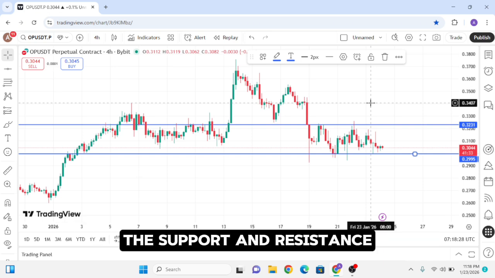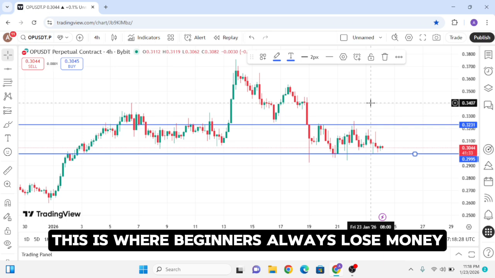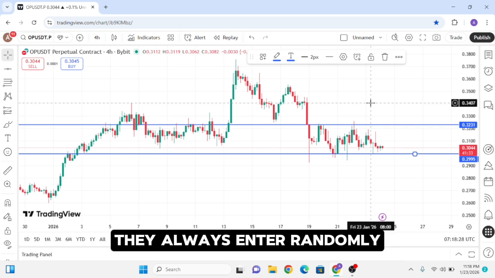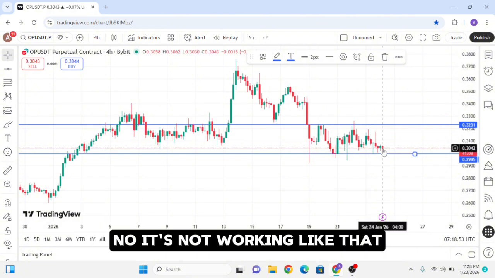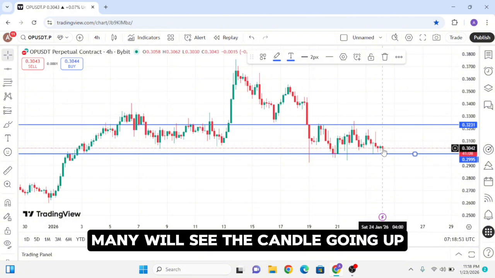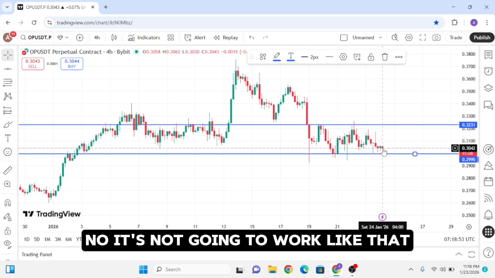The support and resistance, this is where beginners always lose money. They always enter randomly. Many people will just look at the candle that is coming down and enter the market. No, it doesn't work like that. Many will see the candle going up and they enter the market. No, it's not going to work like that.